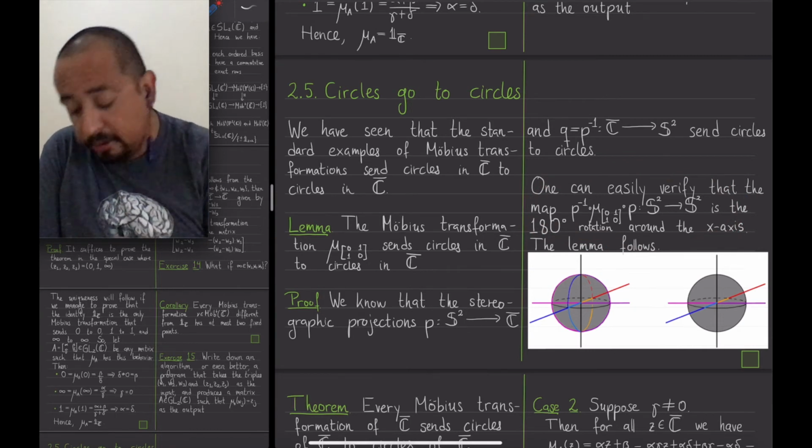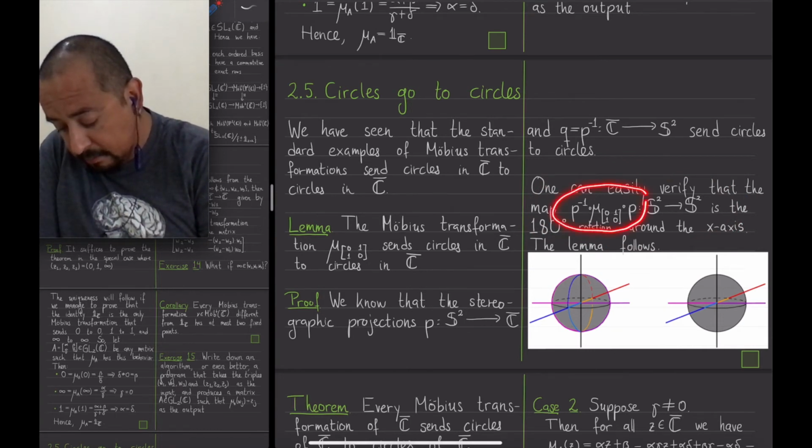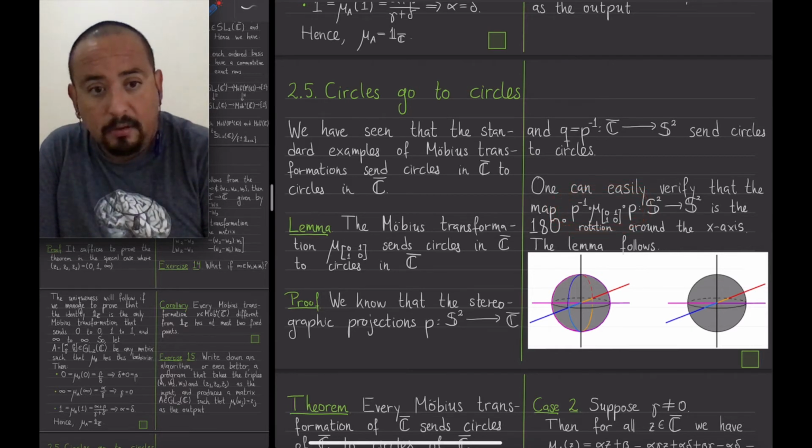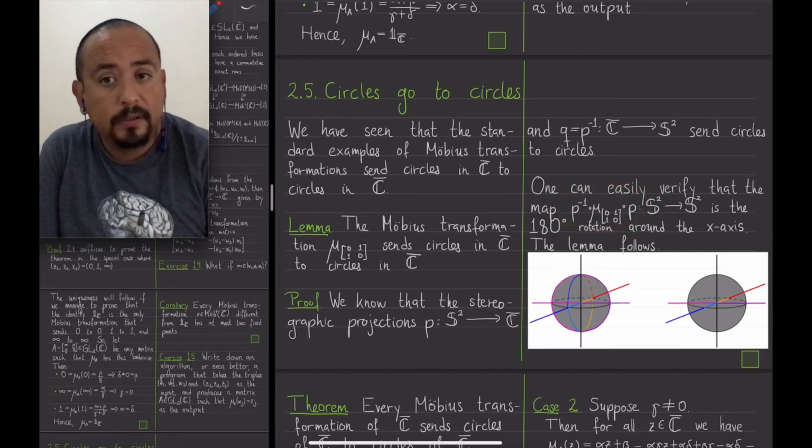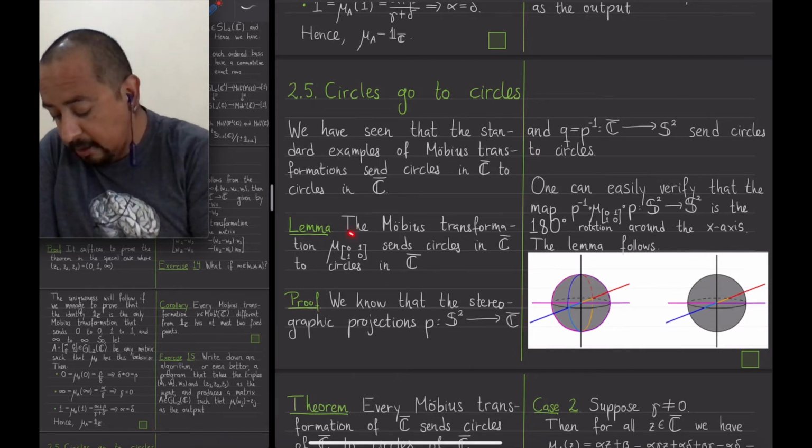Okay, but this one being a rotation obviously maps circles on the sphere to circles on the sphere, right? Hence, this one as well.